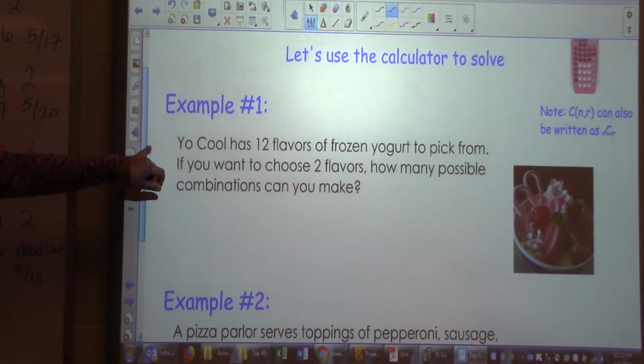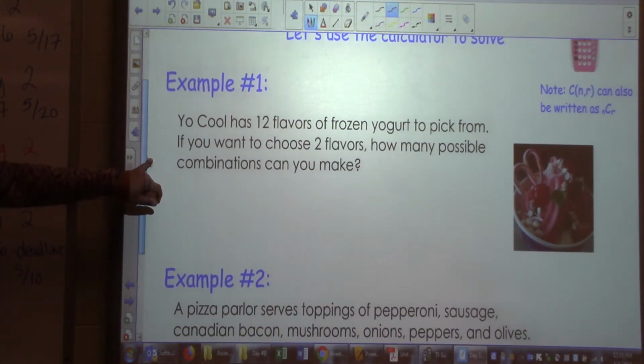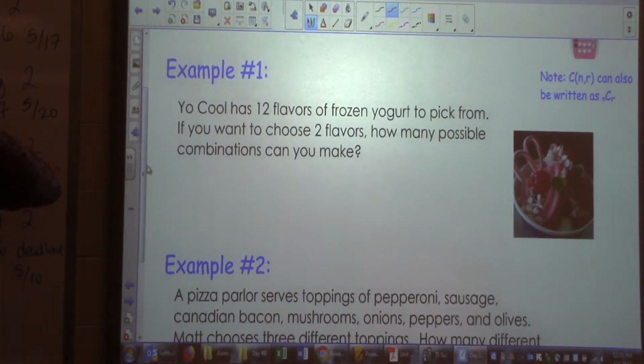Okay, I think we have 2 more examples. So, Yo-Cool has 12 flavors of frozen yogurt to pick from. If you want to choose 2 flavors, how many possible combinations can you make?